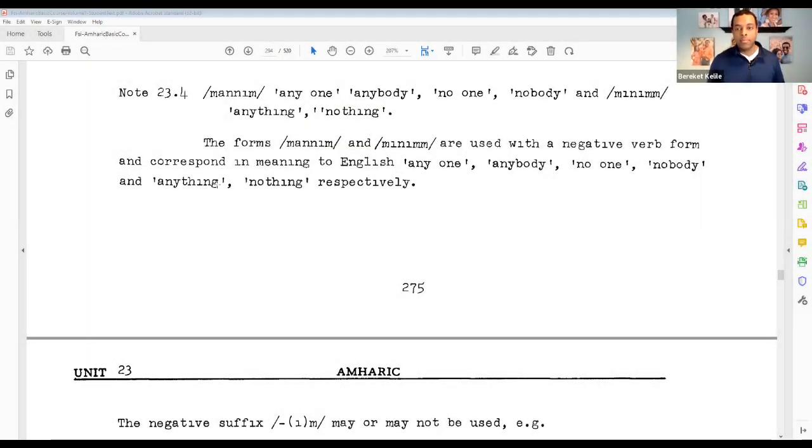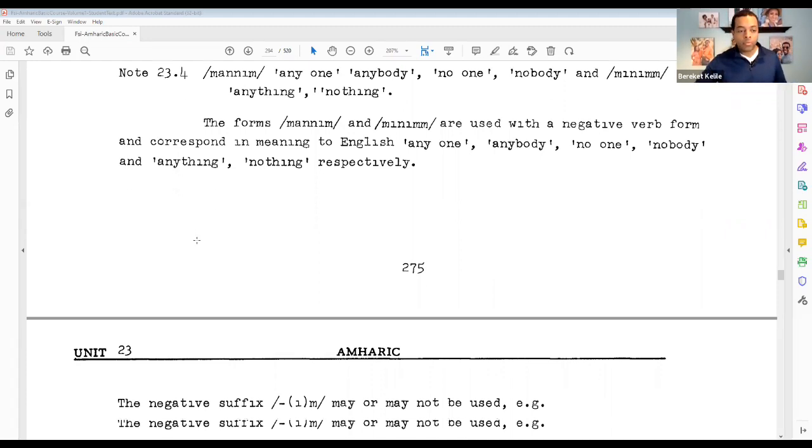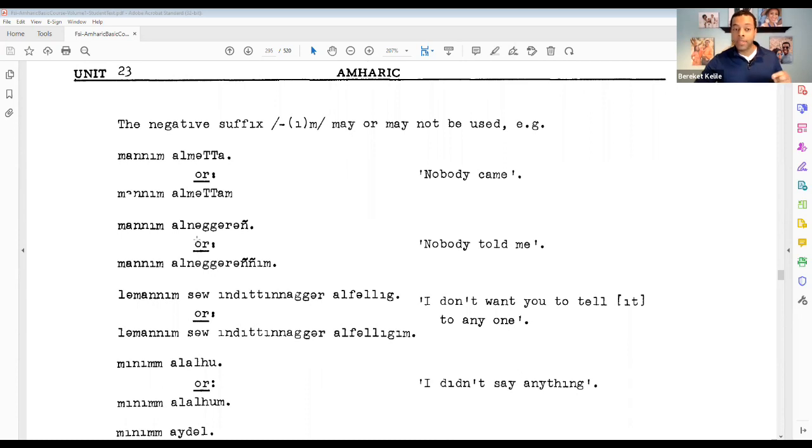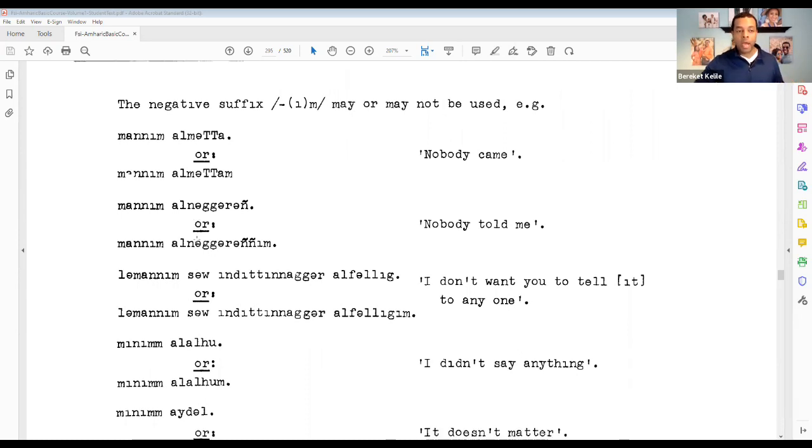We're going to look at the words Mannim and Minimm. Mannim meaning anyone, anybody, no one, nobody. Minimm means anything or nothing. Both of these are used with negative verb forms. And the negative suffix on the verb that it's used with may or may not be used. So as you see in these examples, you can either have Mannim al-matta or Mannim al-mattam, nobody came. Mannim al-nagran, Mannim al-nagranyam, nobody told me. So the im suffix may or may not be used.